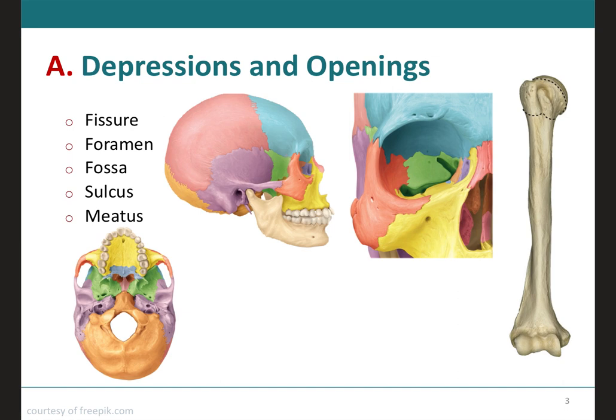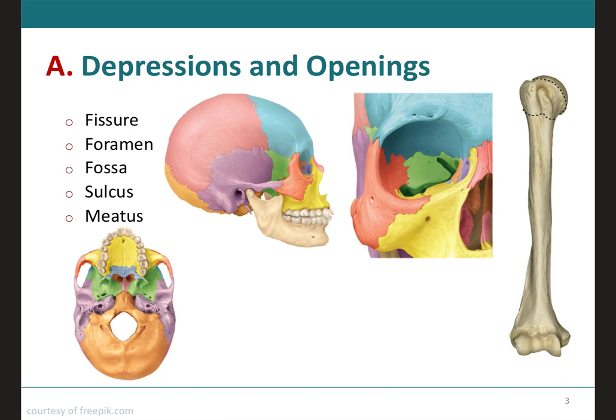Here we're going to be focusing on bone features that present as depressions or openings, and they will allow the passage of soft tissues like nerves, blood vessels, ligaments, and tendons, or they're going to be part of the formation of joints as well. These soft tissues can either pass through the openings or holes, like a fissure, a foramen, or a meatus, or they can run on top of a bone like a sulcus. Let's define them in a little bit more detail.